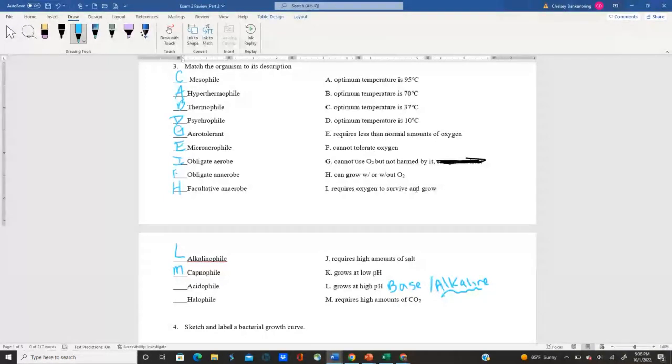Okay, so acidophiles, which one is that? Good, low pHs, below 6. Hold on, Ashley, I'm going to answer that. Give me 1 second. Let me just finish filling this in. Then halophiles, those are going to be our salt-loving organisms.